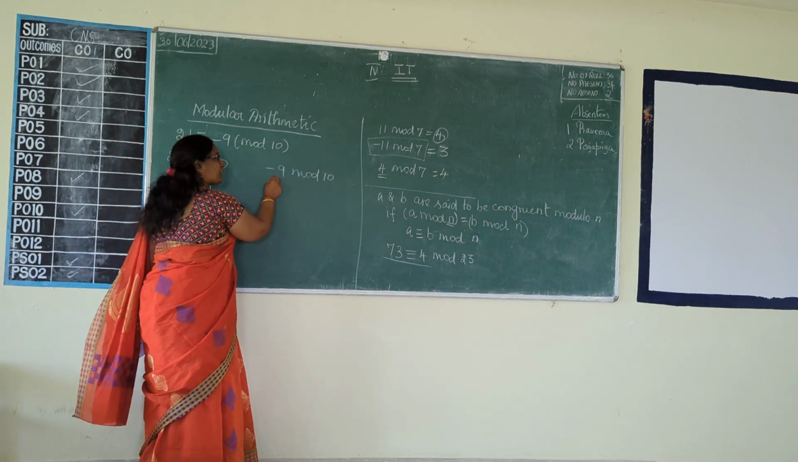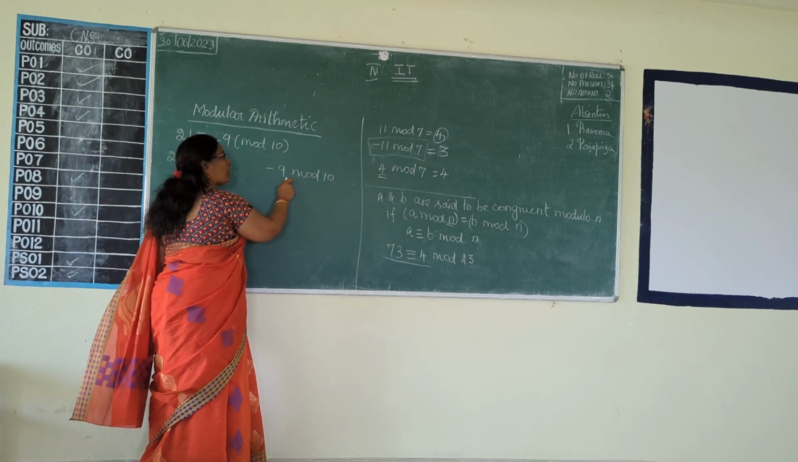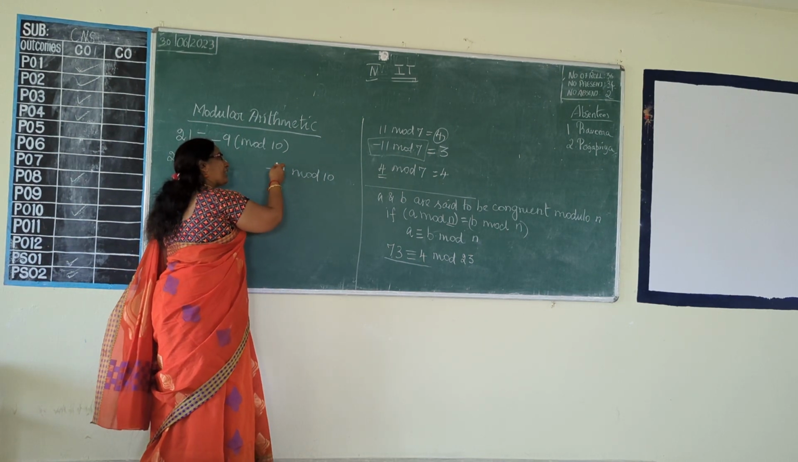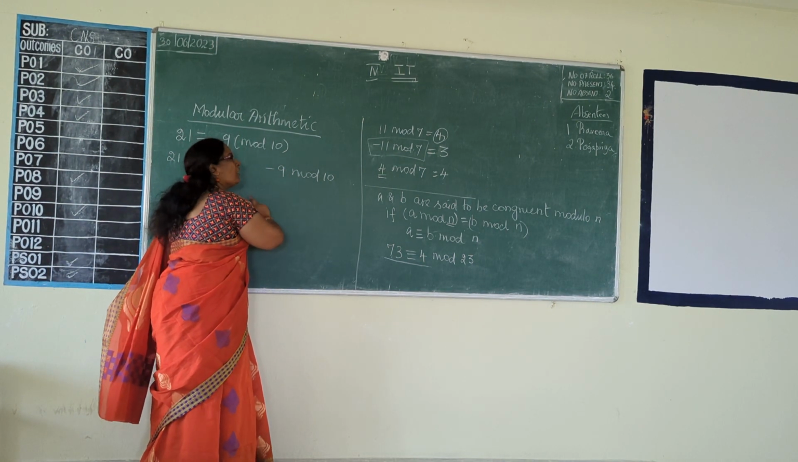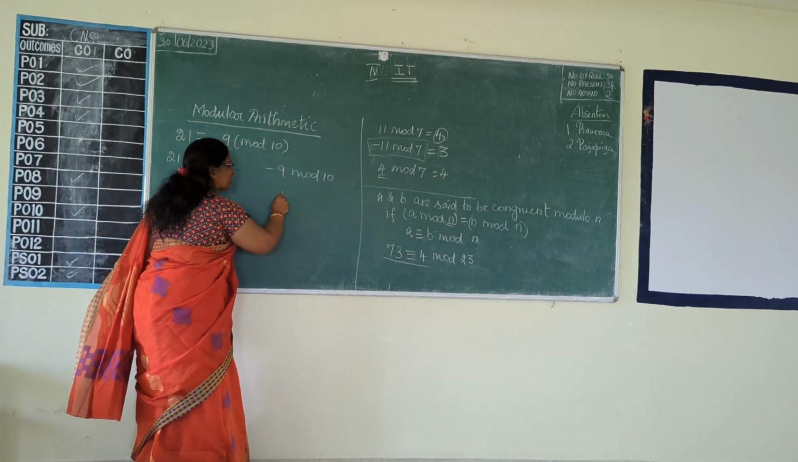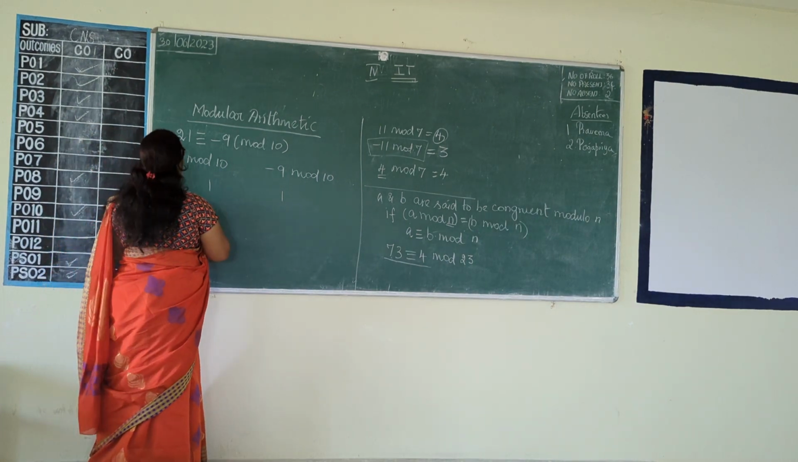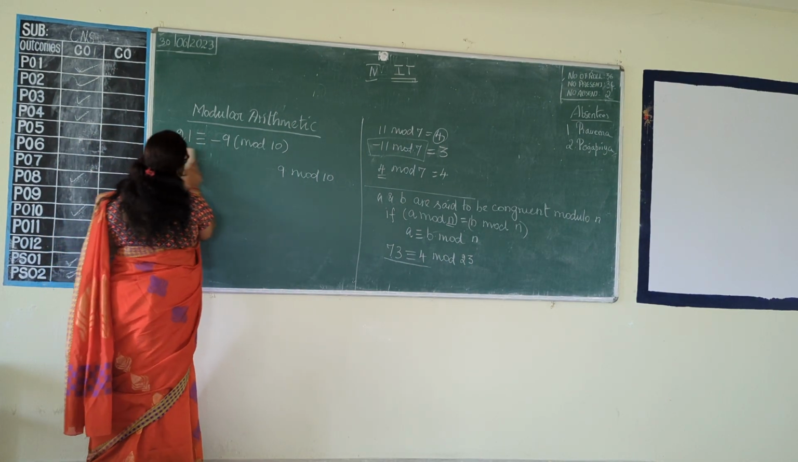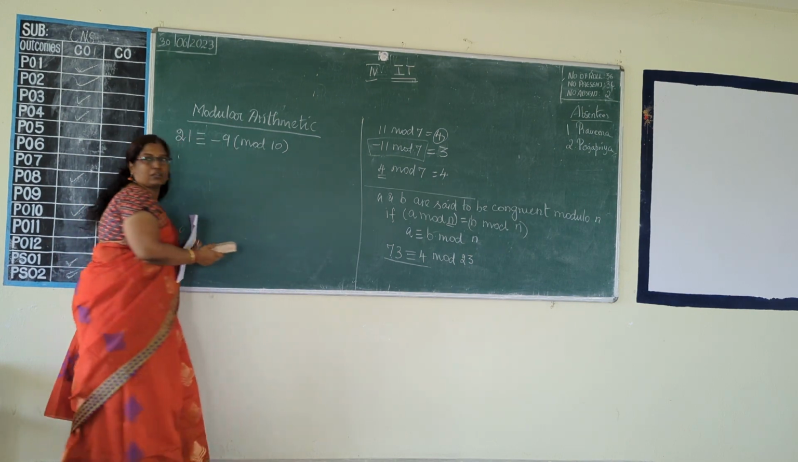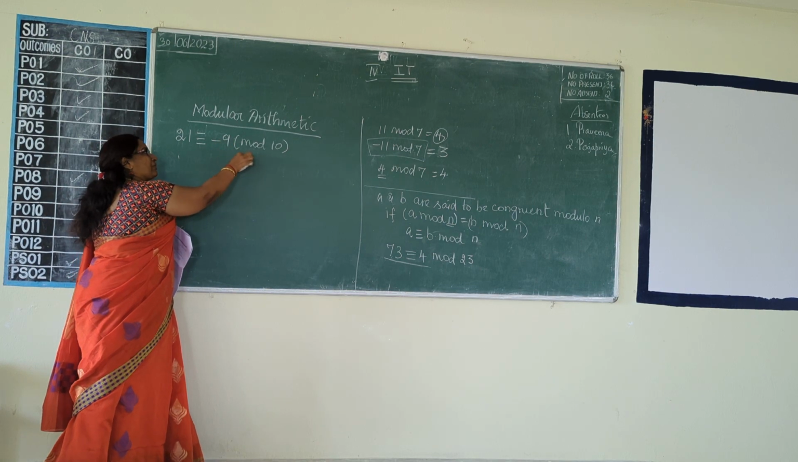So I must add minus 1 over here. So minus 10 mod 10 it will be. Since I am adding minus 1 on the left hand side, when I take it to the right side, it will become positive 1. So both the sides I am getting 1. So confidently I can put the congruent symbol. Clear? So 21 is congruent to minus 9 mod 10.